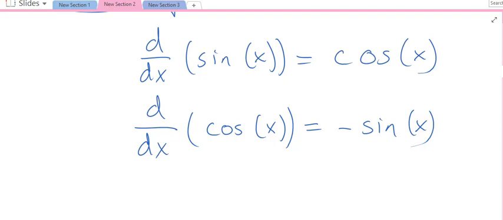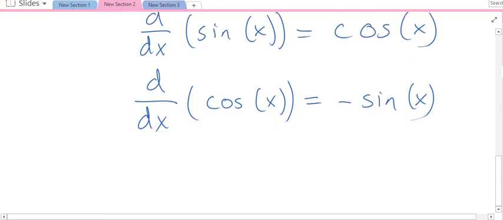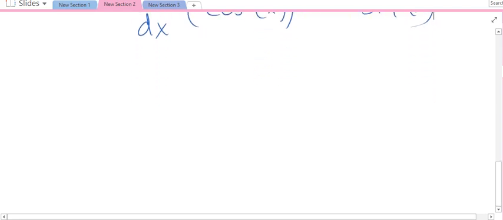So in our last video, we established these two derivatives: the derivative of sine of x is cosine of x, and the derivative of cosine of x is negative sine of x. Let's build on this and come up with the derivatives of some of our other functions. So let's try to calculate the derivative of tangent of x.